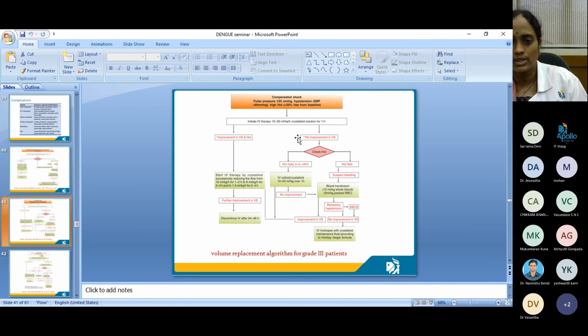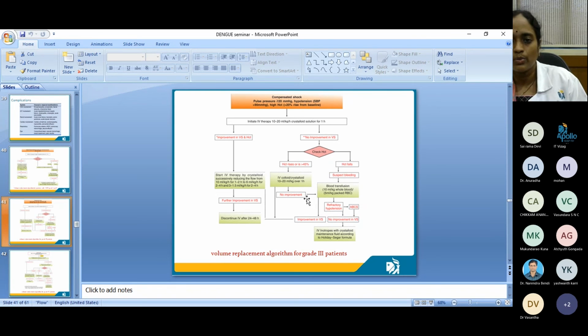Here we start with 10 to 20 ml. You see further response, and you come down on fluids every 2 hours from 10 to 20 ml to 10 ml and 6 ml, and then further see how this progresses over the next 24 to 48 hours, and you discontinue fluids. Here, if the hematocrit rises further, you can go for colloids.